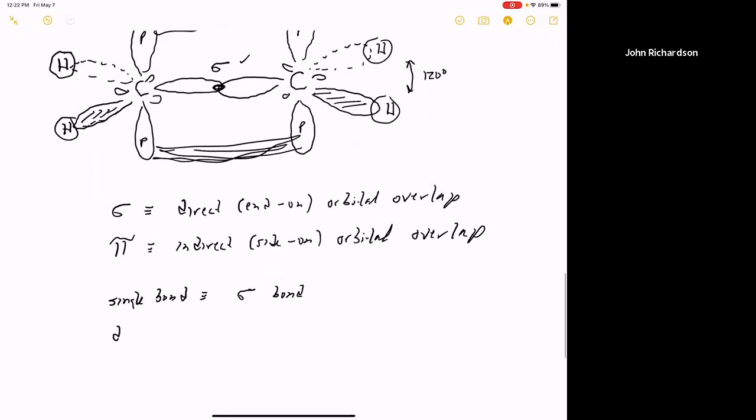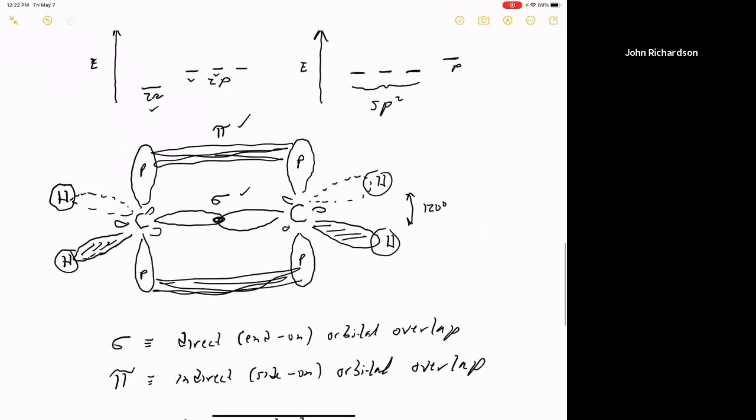But if I have a double bond, like I do between the two carbons, what does that signify? Well, it signifies a sigma bond plus a pi bond. Okay, so anytime I see a double bond, I know that I've got both a sigma bond and a pi bond happening pretty much simultaneously. Everybody okay with that?